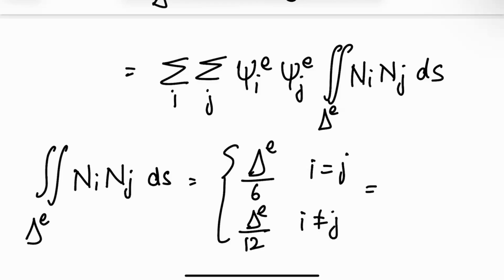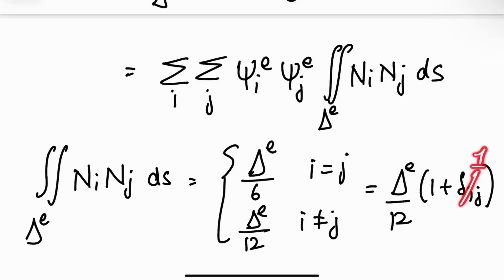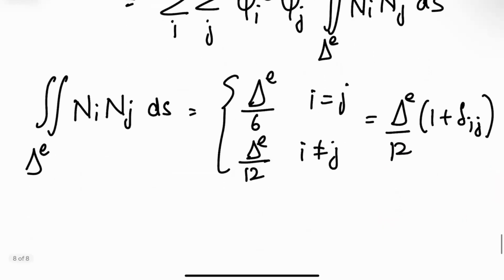And of course, another way to write this is the area of the triangle divided by 12 times 1 plus Kronecker delta ij. Because when i is equal to j, this becomes 1, and then 1 plus 1 is 2, and that becomes the area over 6. And when i is not equal to j, this is 0, and you get the area over 12. So this is a succinct notation.